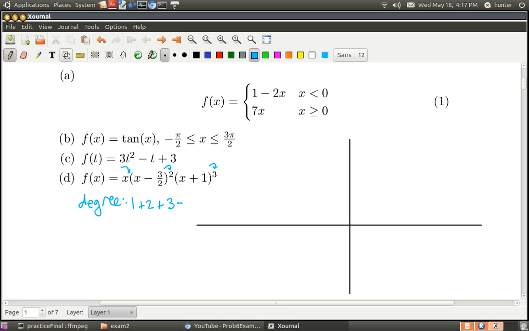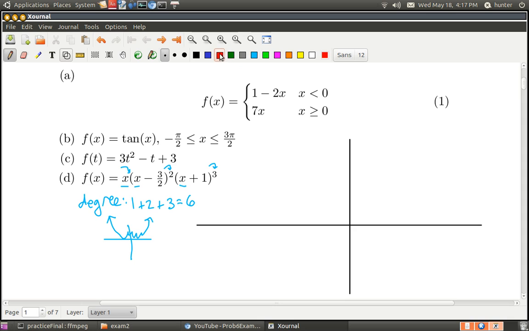So the degree of this polynomial is 6, and that tells me that its end behavior is basically like this, right? Because the leading coefficient is positive and it's even degree. How do I know the leading coefficient is positive? It's going to come from multiplying all these x's, and all of them are positive.